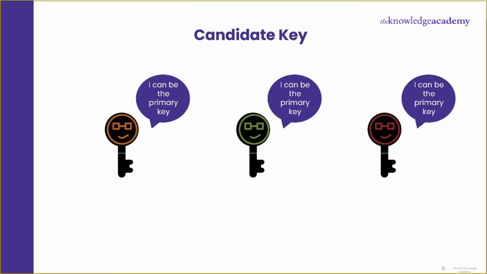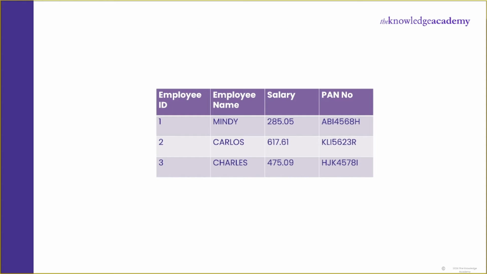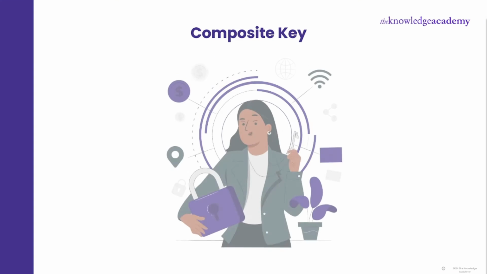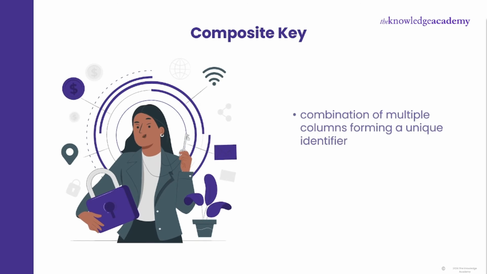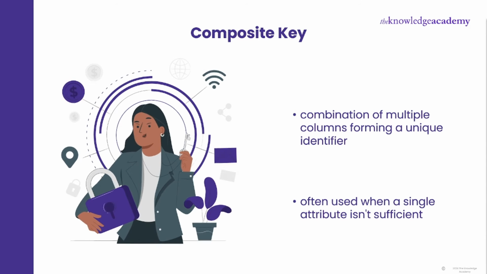Now let's explore candidate keys. These are potential primary keys, each uniquely identifying records but awaiting selection. These are potential contenders for the primary key role. They offer unique identification but await selection based on suitability. For example, in a table of employees, both employee ID and employee PAN number could be candidate keys, each uniquely identifying an employee.